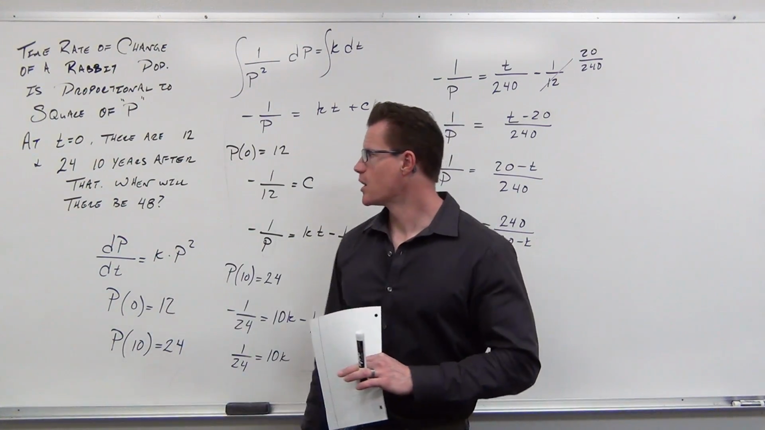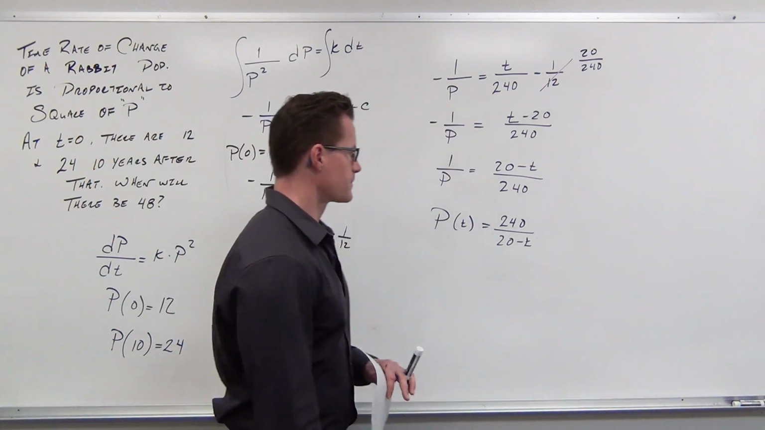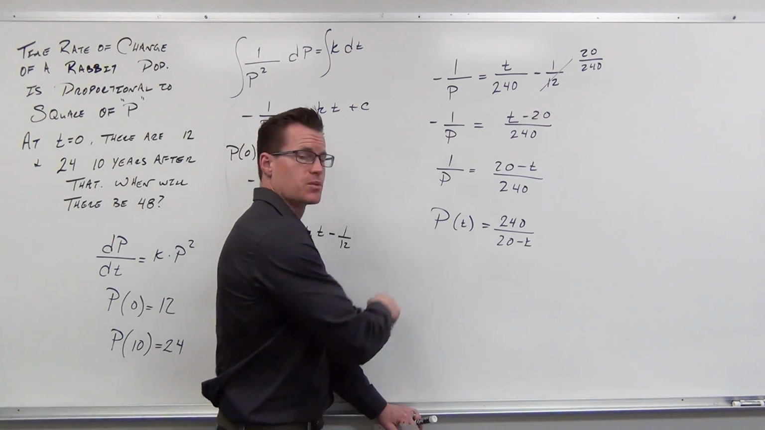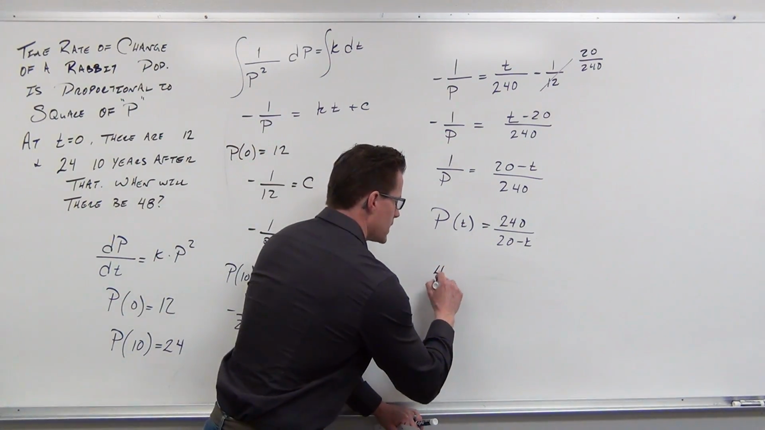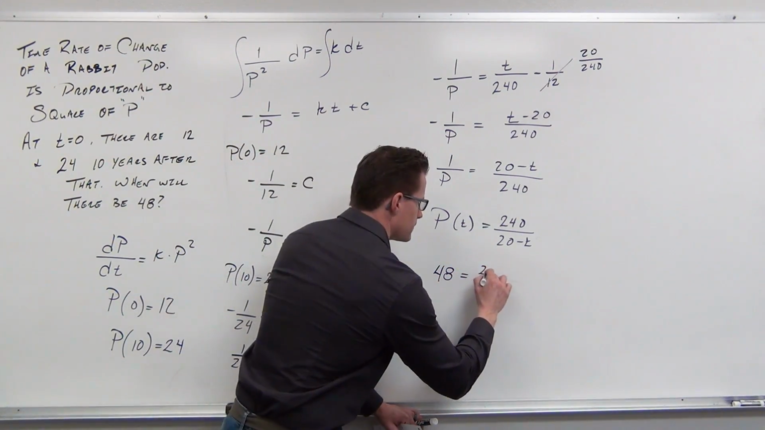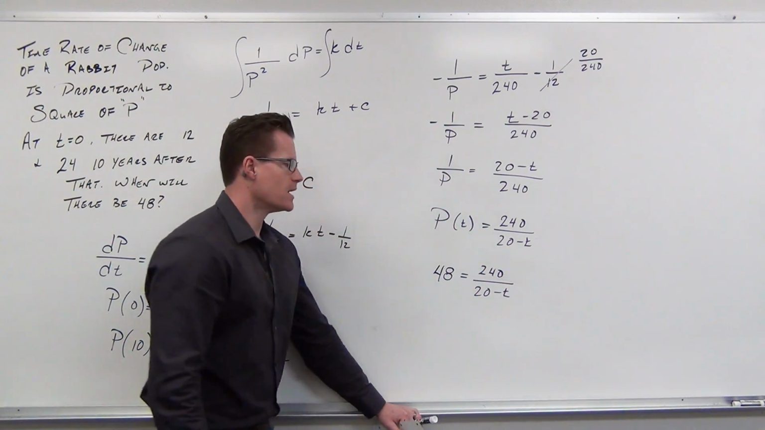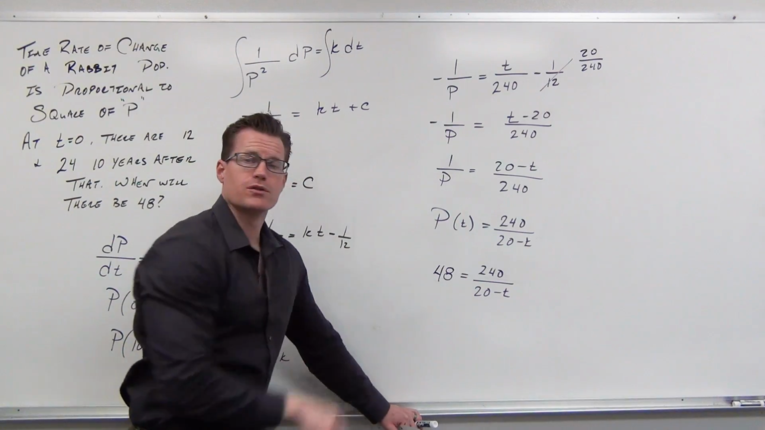And that's what this one says. When will there be 48 bunnies? Well, a when is what's the time? The 48 bunnies is what's your population? So if there's 48 bunnies, how long did it take to get there? It's a matter of solving for t now.